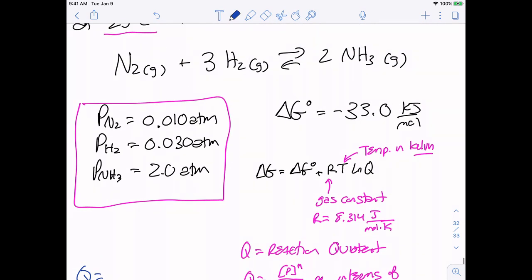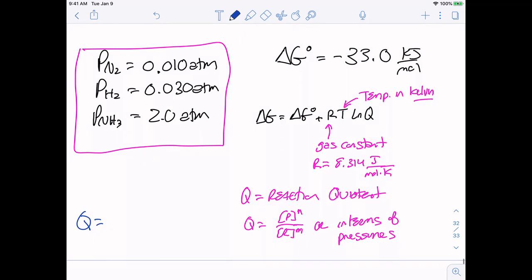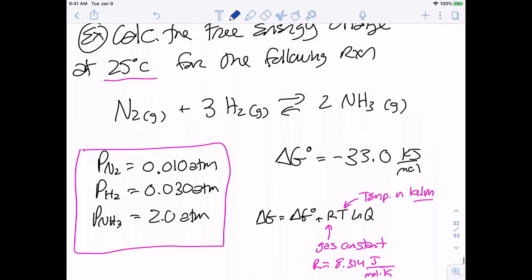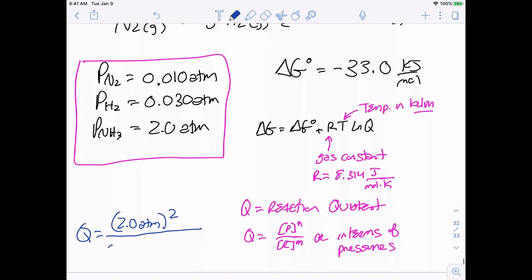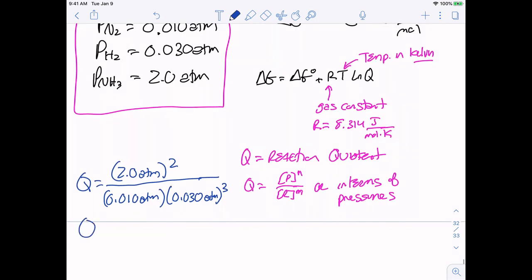So I have 2 NH3s, so I'm going to take 2.0 atmospheres, and I'm going to raise it to the second power because there's 2 moles of ammonia. And then on the bottom, I have 1 mole of nitrogen, 3 moles of hydrogen. So my value for nitrogen gets raised to the first power, and then my value for hydrogen gets raised to the third power. I'm writing down the units. I'm just going to end up ignoring them when I'm done because just like with equilibrium constants, for Q we don't have to include those units.